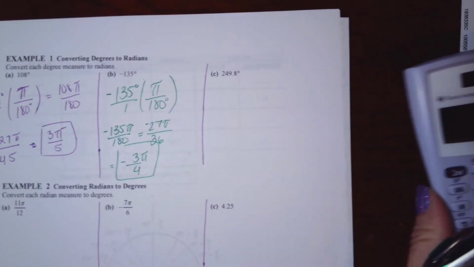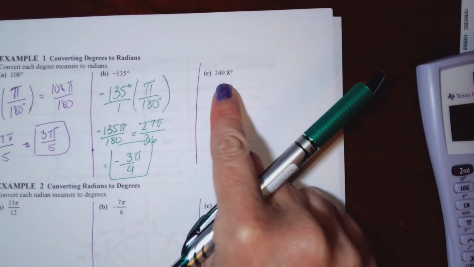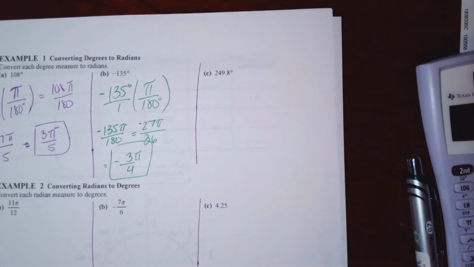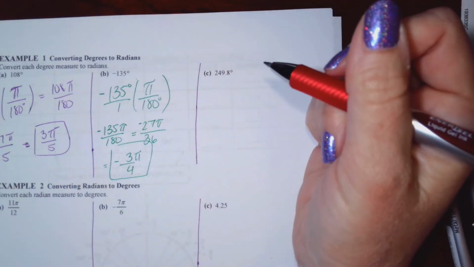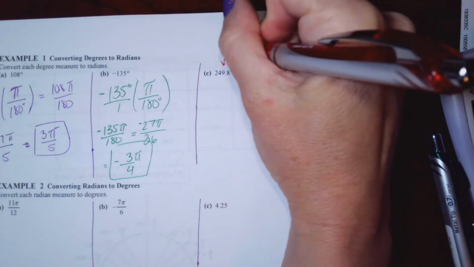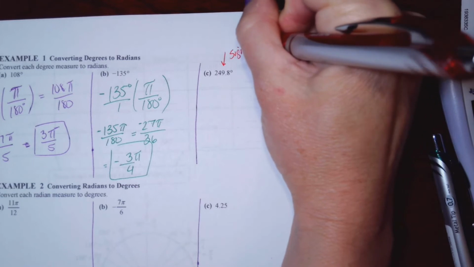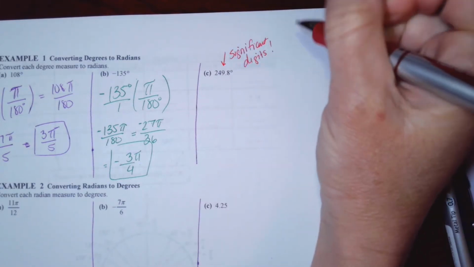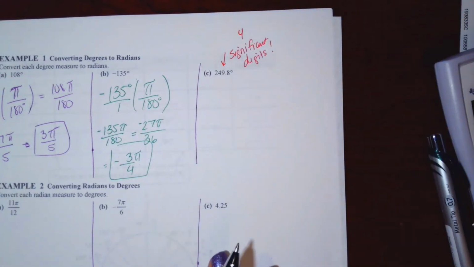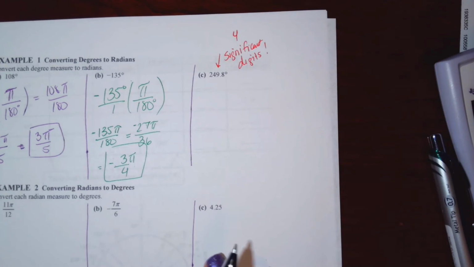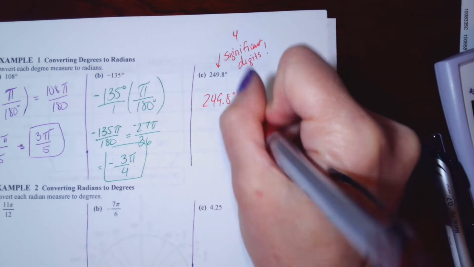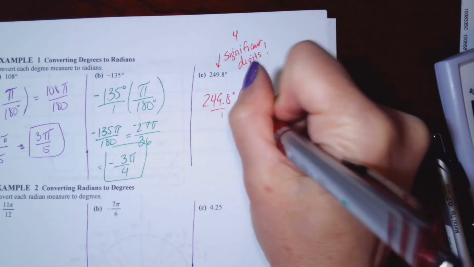Alright, and then lastly, this one is already a decimal, so I can assume that I'm going to have to use my calculator and I'm going to get to round. I'm going to use the idea of significant digits. I see I've got 4 significant digits here. So I'm going to use 4 significant digits. Now I'm taking my degrees and I'm still using my conversion factor, pi over 180.